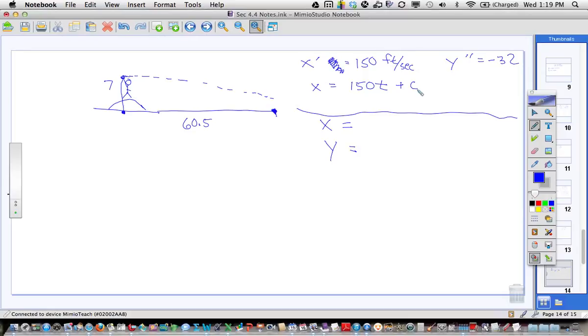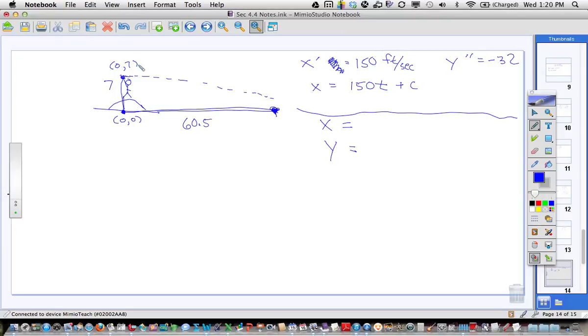How much is c? It'd be the starting x, right? When t is 0, x would be c. So at time 0, the ball's right here. What's x? 60.5. Well, you're right. We probably need to, let's call this point right here the origin. So out here x would be 60.5, and then that way up here is 7, right? Like that.